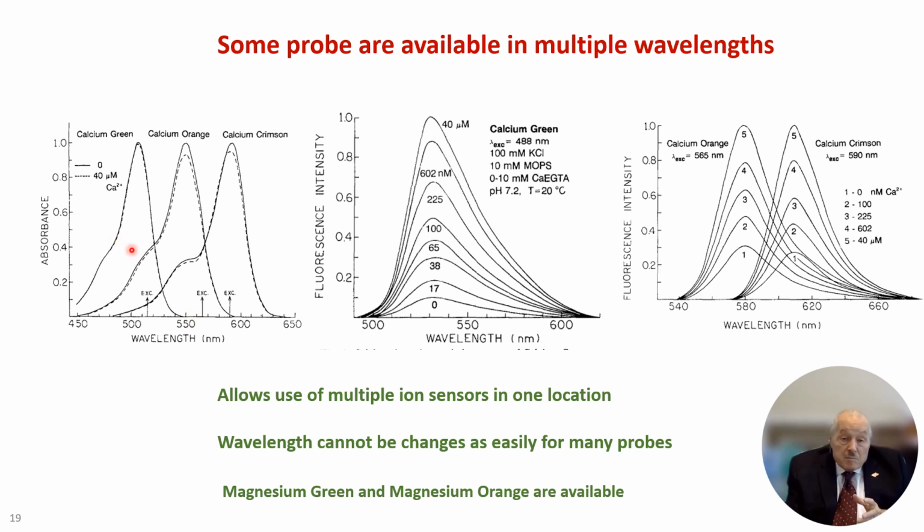The calcium green seems to work the best. The calcium orange and crimson don't quite have as good of a response, as you can see by looking from the zero to the calcium saturated form. For calcium green, we got a good tenfold change. For calcium orange and calcium crimson, you have about a threefold change. But for these probes, you can change the wavelength easier, and they all work. And magnesium green and magnesium orange are also available, which I didn't add to this lecture.